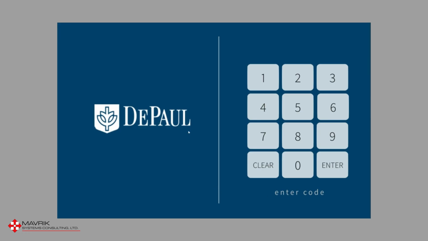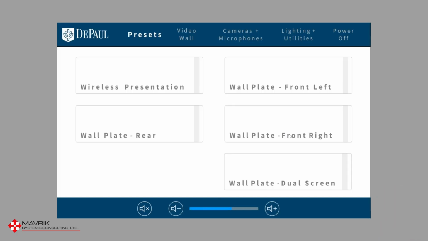This is the lockout screen because the controllers are in a common area. So we had a lockout screen with our super secret backdoor code that we always use. This is the first page that you come to. It's the most common use cases.